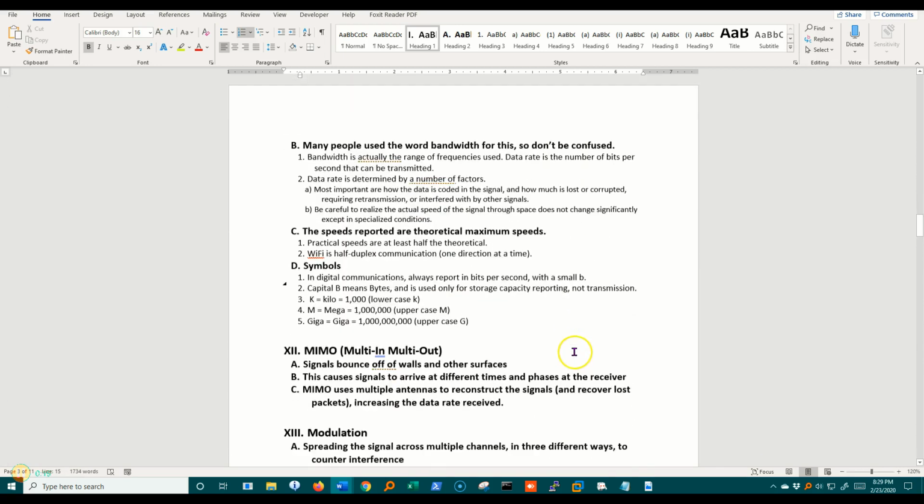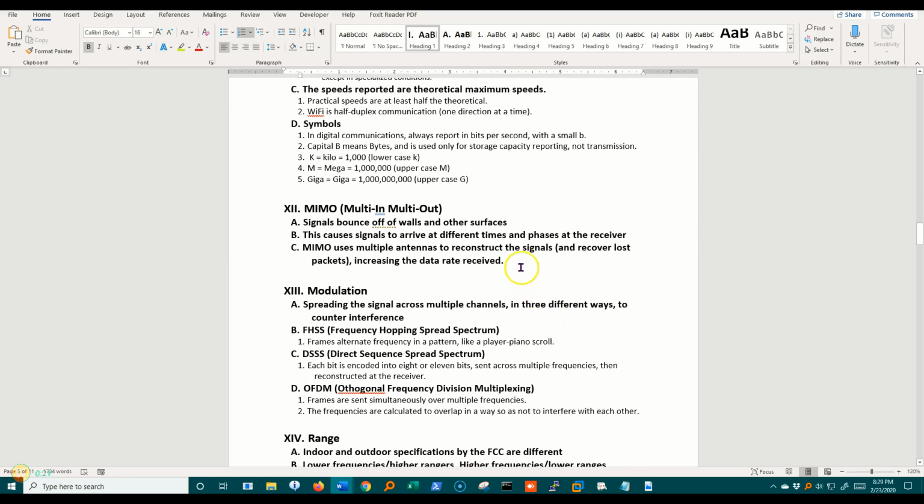First of all, how do we pronounce it? Well, most people say MIMO. I like to say MIMO. It sounds cooler, like Finding Nemo.